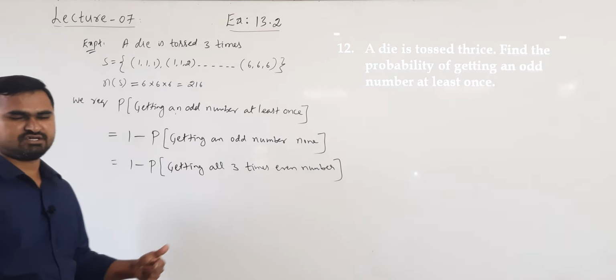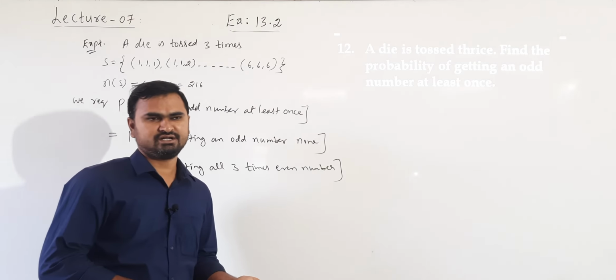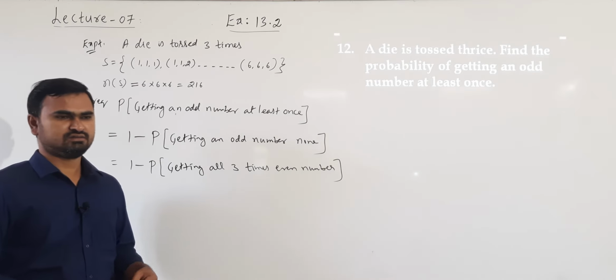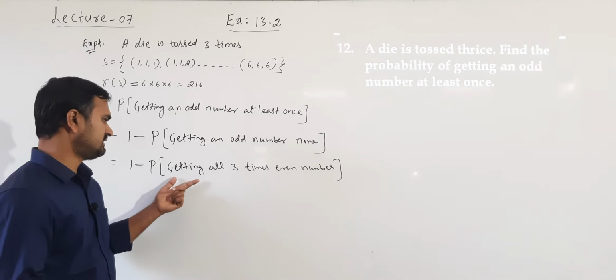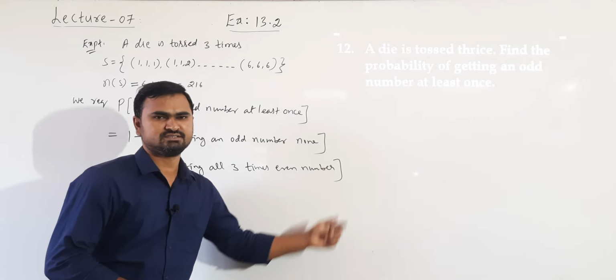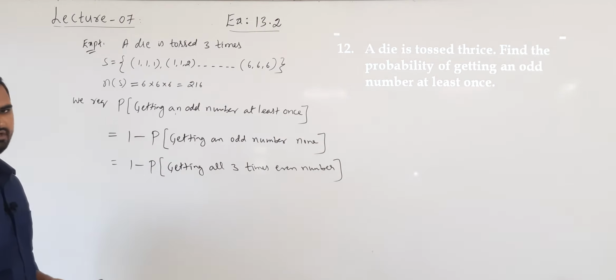Understand? The first time we toss a die, we have to get an even number. The second time we toss a die, again we should get an even number. The third time we toss a die, again we get an even number. This is what getting all three times even numbers means. So this is the probability we require. So how do we get an even number all three times? We have to define three events.